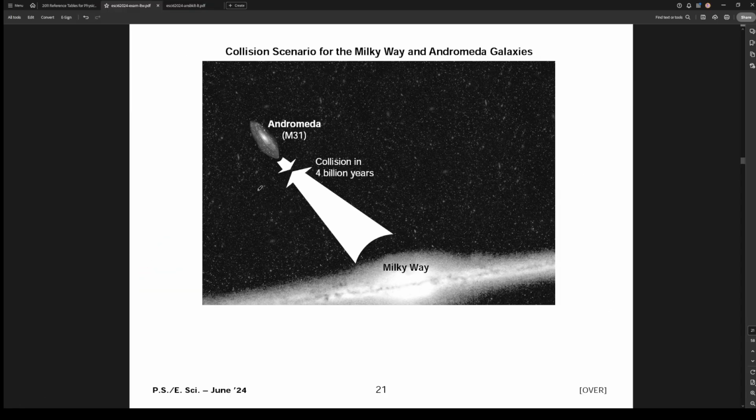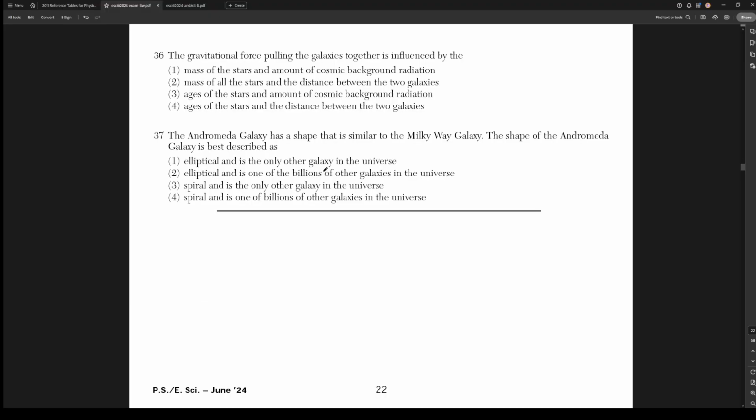Alright, let's see what's going on here. They're saying the Milky Way is going to collide with Andromeda in 4 billion years. That's going to be a fun day. The gravitational force pulling the galaxies together is influenced by what? So it's going to be 2 things. The bigger the thing, the more gravity it has, and the closer they are, the more gravity they have. So it's going to be the mass and the distance.